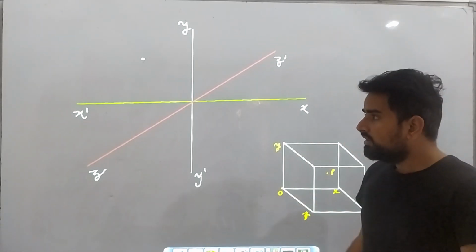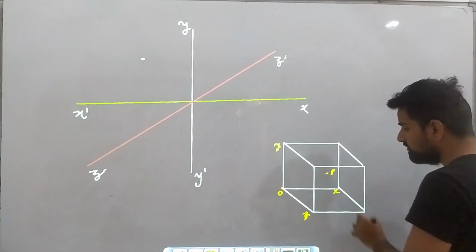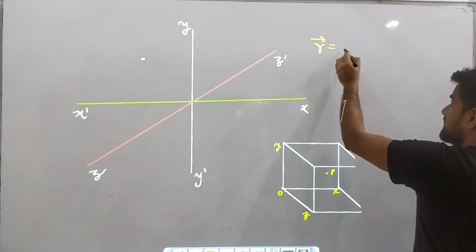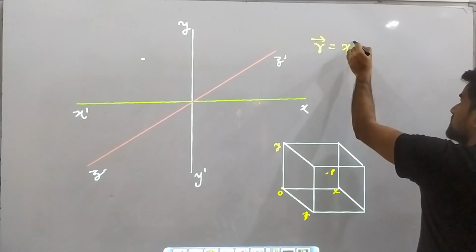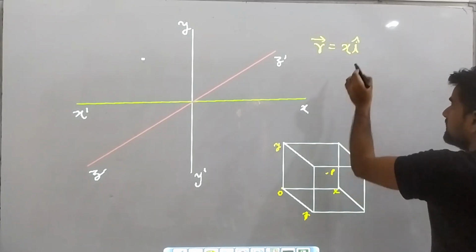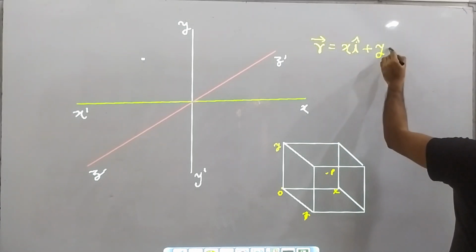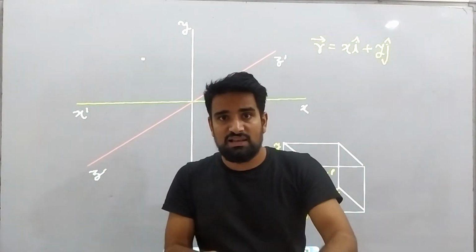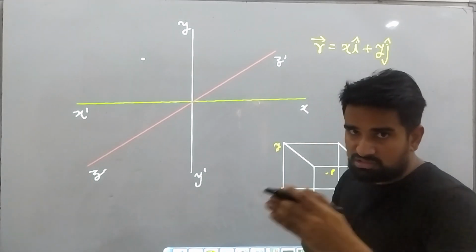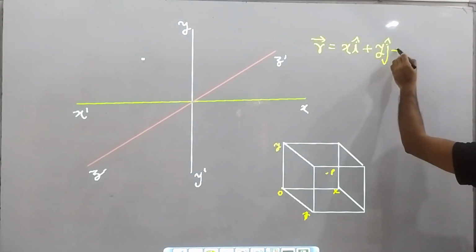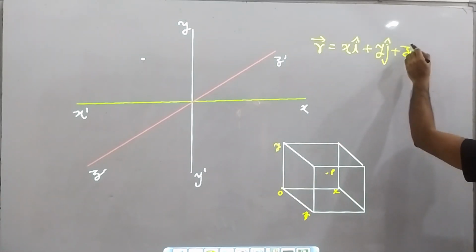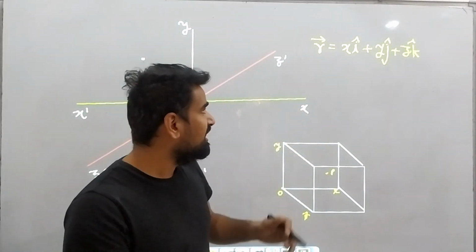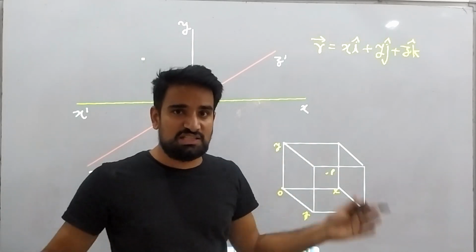So representing this point will be like this. The resultant vector can be represented like this: because I traveled on the x-axis first, this will be x i cap. Then it will be y j cap. And since we traveled on the third dimension as well, it should be z k cap. So this is how we represented the resultant vector in 3D space.